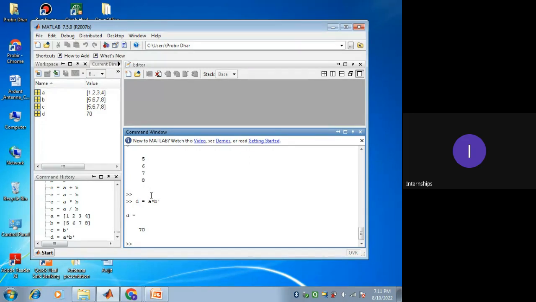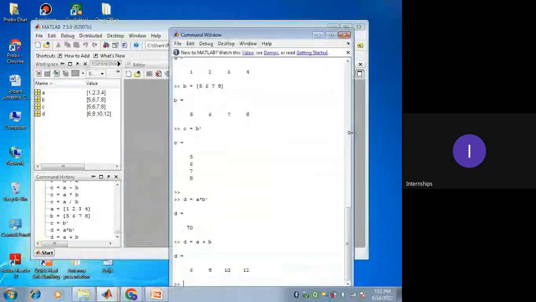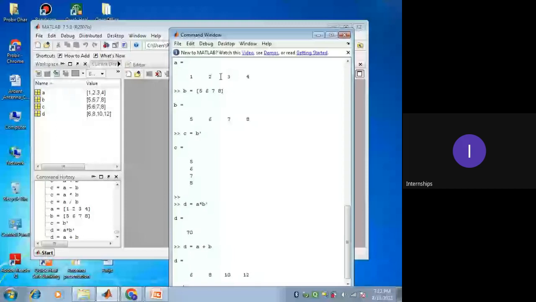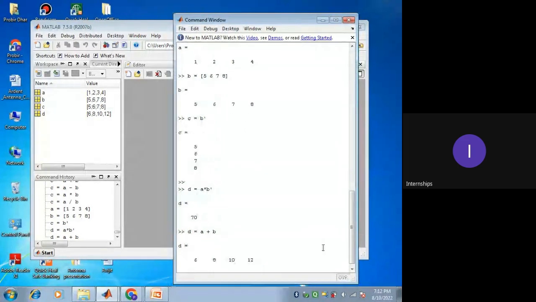Now, similarly, we can add D equal to A plus B. A was equal to 1, 2, 3, 4, B equal to 5, 6, 7, 8. So we can add simply 1 plus 5, 6, 2 plus 6, 8, 3 plus 7, 10, and 4 plus 8, 12. So we can add these two.